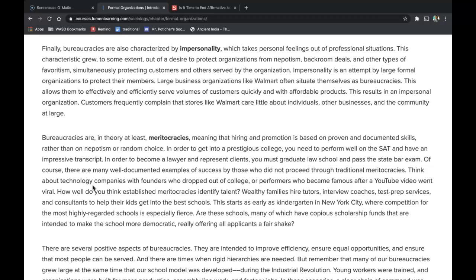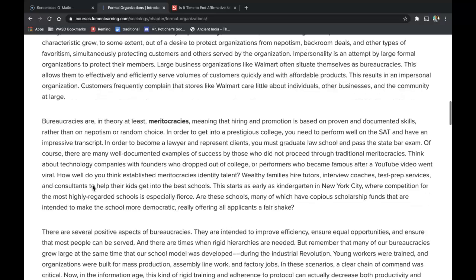Wealthy families hire tutors, interview coaches, test prep services, and consultants to help get their kids into the best schools. This starts as early as kindergarten in New York City, where competition for the most highly regarded schools is especially fierce. Are these schools, many of which have copious scholarship funds that are intended to make the school more democratic, really offering all applicants a fair shake?